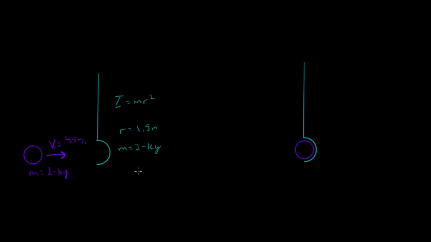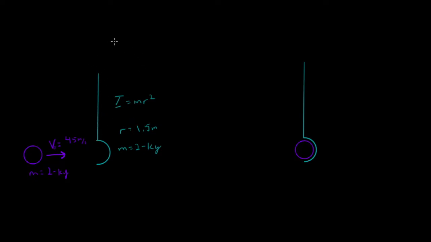So this problem is a little bit different. I have this purple ball being thrown and caught by this turquoise arm. This turquoise arm has a mass of 2 kilograms. It's got a radius of 1.5 meters. And we're going to say the lever arm of this has a negligible mass.